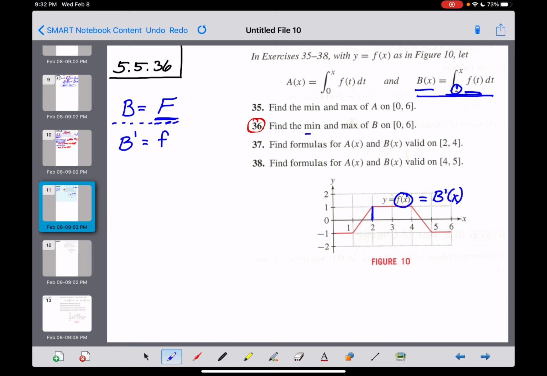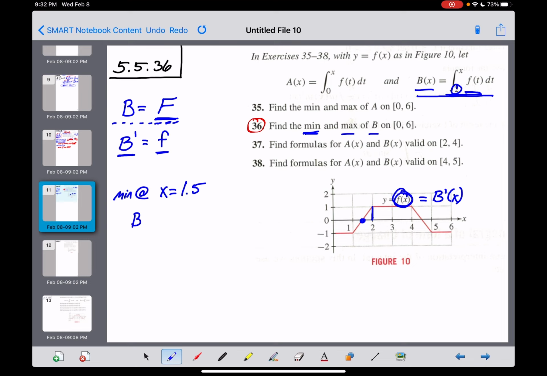So if we want to find a minimum and a maximum value of b, we need to know where the derivative of b, otherwise known as f, otherwise known as this graph, changes sign. A minimum happens when this graph changes sign from negative to positive, which still happens right here. So the minimum value occurs at x equals 1.5. Now, let's find what that minimum value is.